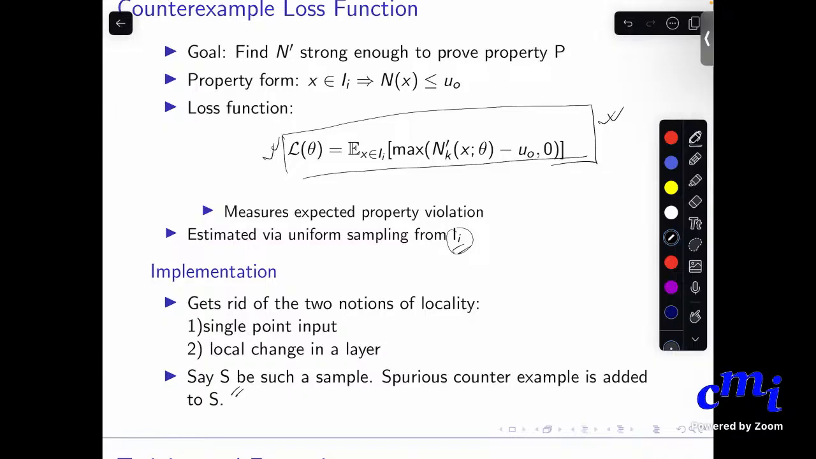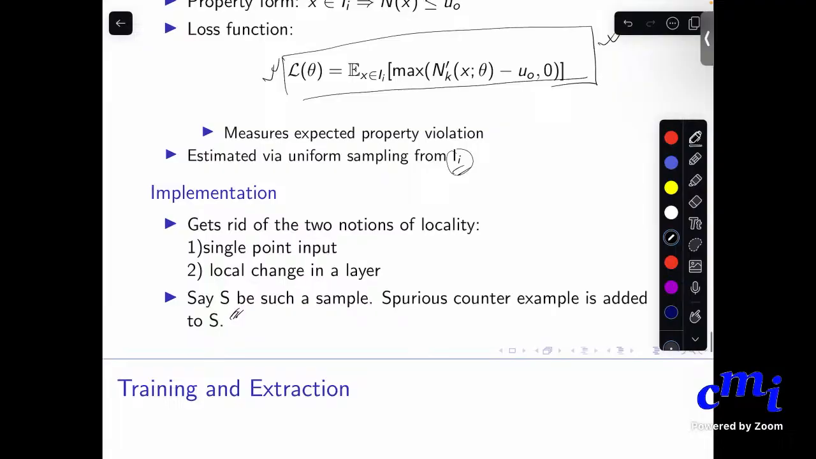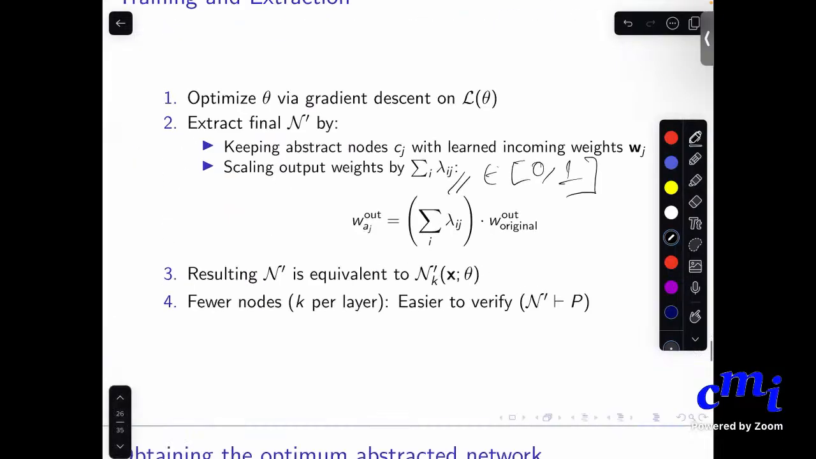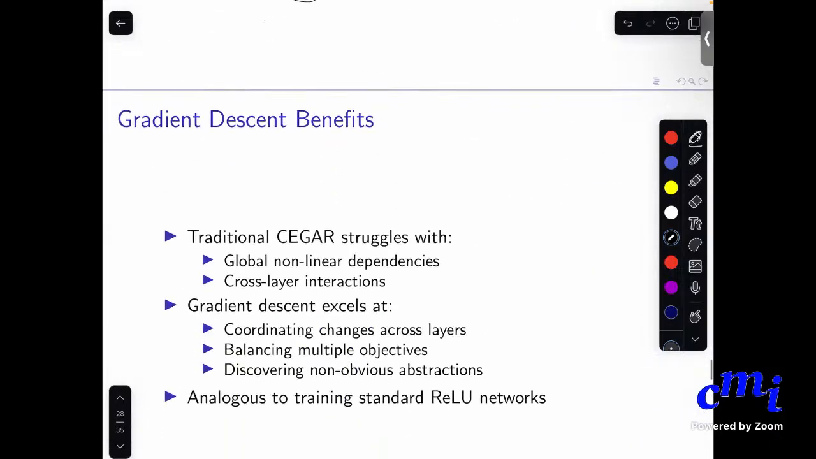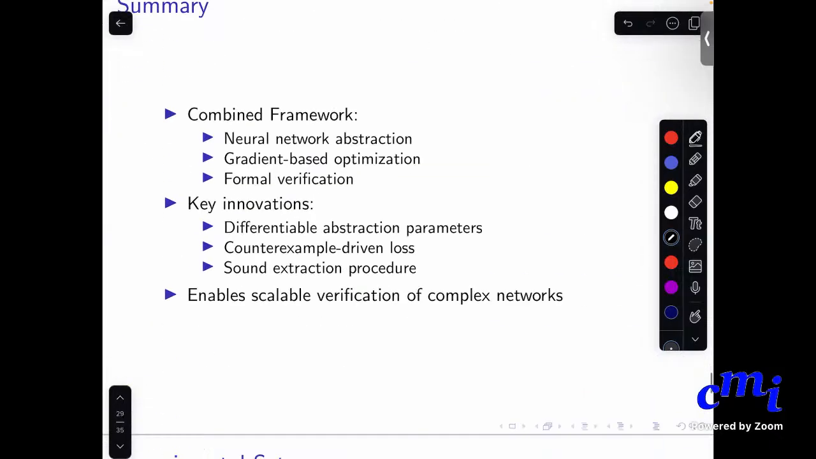At every step, if we get a counterexample, it gets added to the sample on which we are doing this, so that in the next step its effect gets included while we are changing the parameters. So that's what I was going to say, and that's all over here.